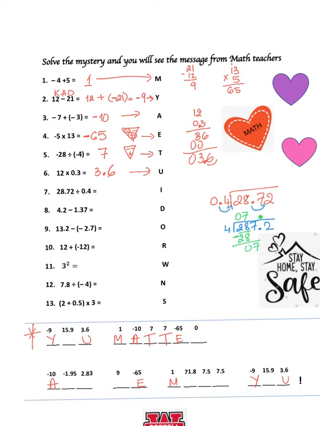We drop down the 7. So 7 divided by 4, how many times does 4 go into 7? 1. 1 times 4 is 4. 7 minus 4 is 3. Drop down the 2. 32 divided by 4, you got 8. 8 times 4, 32. So the answer is 71.8. So for 71.8, you got letter I.